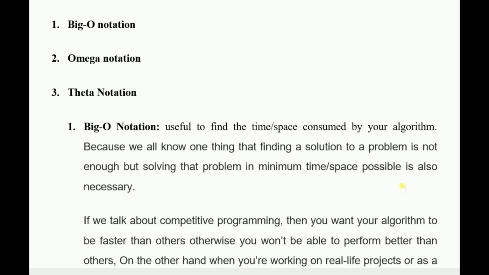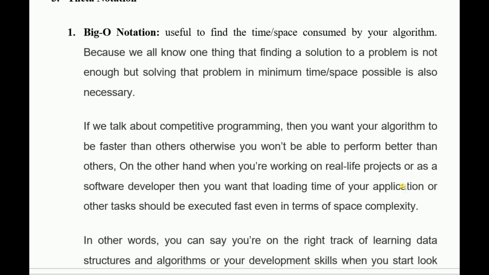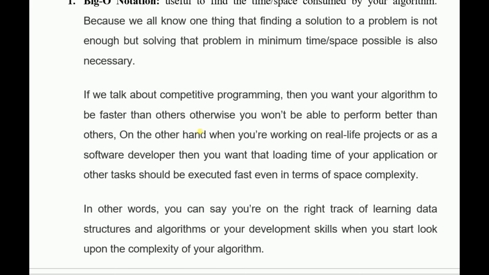Maybe one person develops a program and takes 1 month to develop it, but another person develops it within 15 days, even with fewer resources and less memory space. That is a better one. These are the concepts we have to find out, and for that purpose we use this notation. If we talk about competitive programming, you want your algorithm to be faster than others, otherwise you won't be able to perform better than others.